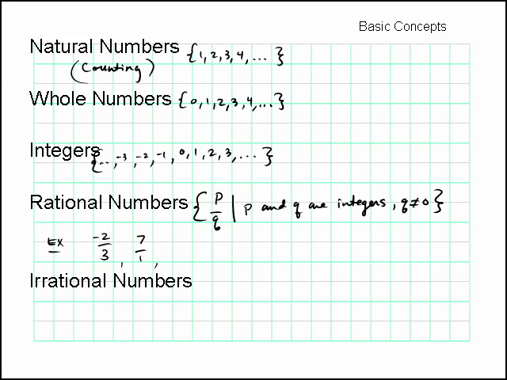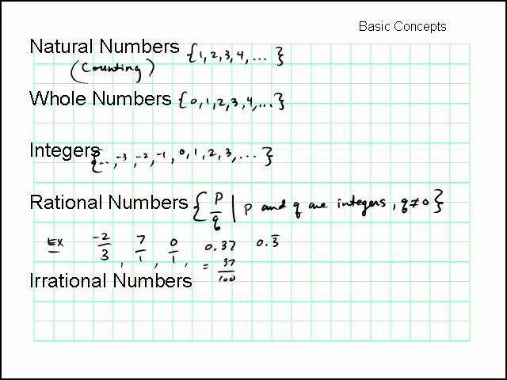That means that all the numbers that are above rational numbers, the integers, the whole numbers, and the natural numbers, are also rational numbers. Even 0 can be written as 0 over 1, and so it is a rational number. Even decimals, such as 0.37, can be written as the fraction 37 over 100, and so that means that it is a rational number as well.